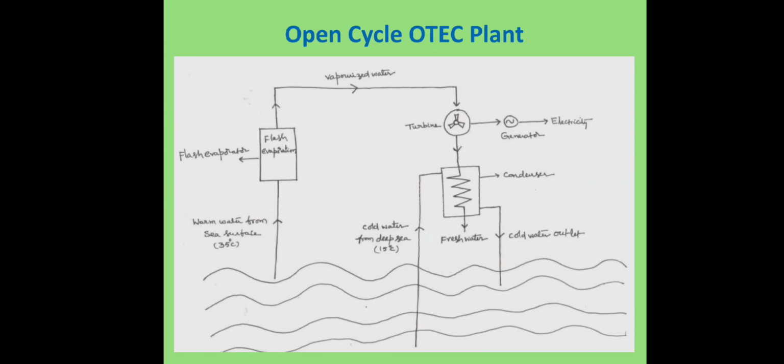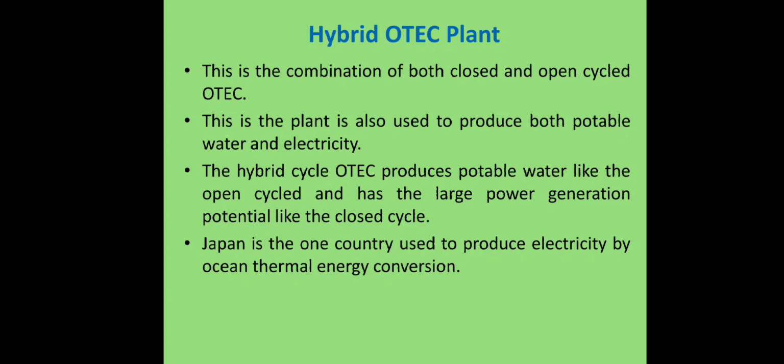See the working of the open cycle OTEC plant. Here the seawater from the upper layer goes to the flash evaporator, and the evaporated water is taken to the turbine. The turbine rotates and gives electricity, and the condenser takes the water vapor from the turbine and cools it down using cooling water from the bottom of the sea at 15 degrees Celsius.